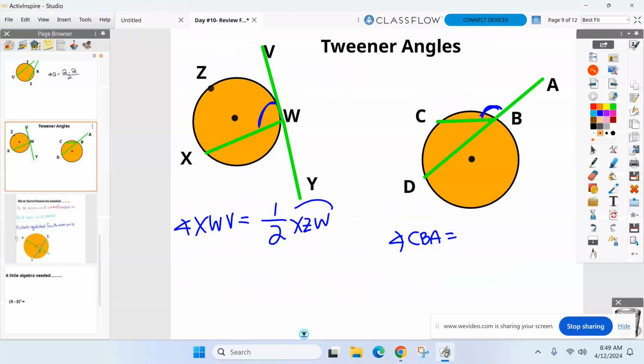The tweener that's formed by a chord and a secant has no rule. But I'm still going to have you find it. Anybody remember how to find that one? What type of angle is right next to it? Inscribed angle. Take your inscribed angle, find it, and it's supplementary to that tweener angle. So tangent chord tweener, we've got a rule. Chord secant, no rule.